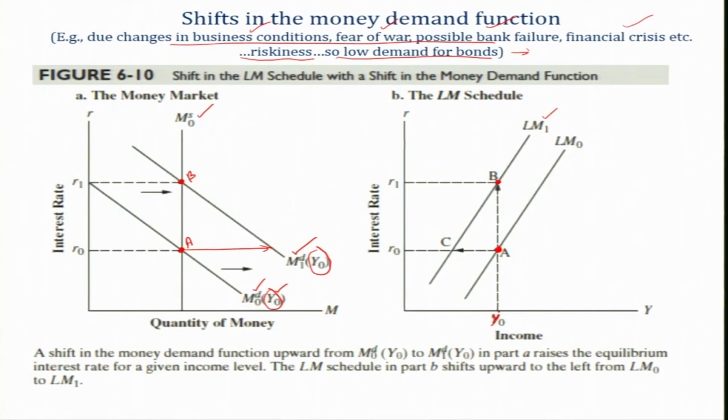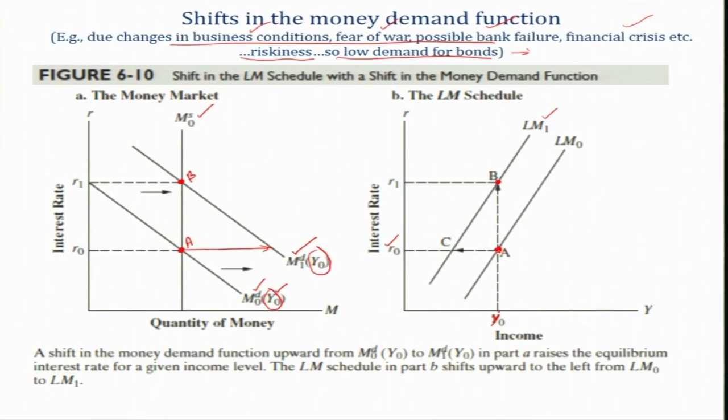So that means you can see that for a given level of income, Y naught, the new LM curve, that is LM1, will be above the old LM schedule of LM naught. So this is one option: the rate of interest must increase. Similarly, consider maintaining equilibrium in the money market at R naught. What if we want to keep this R naught constant? There is no change in the rate of interest.